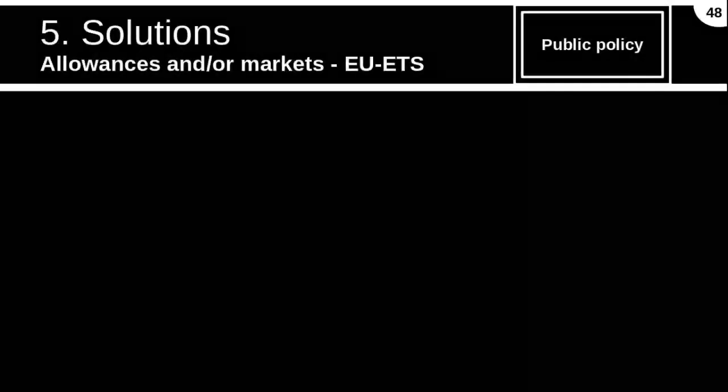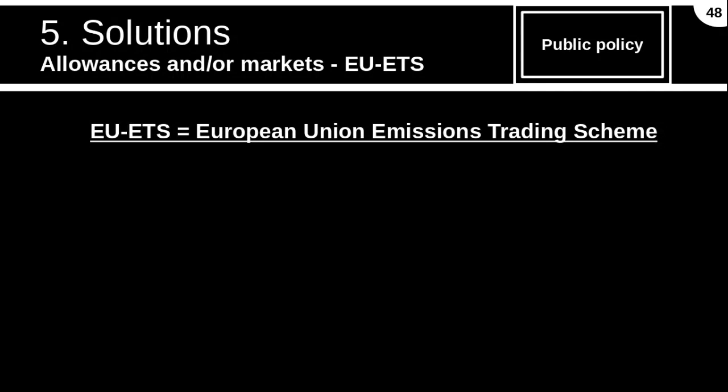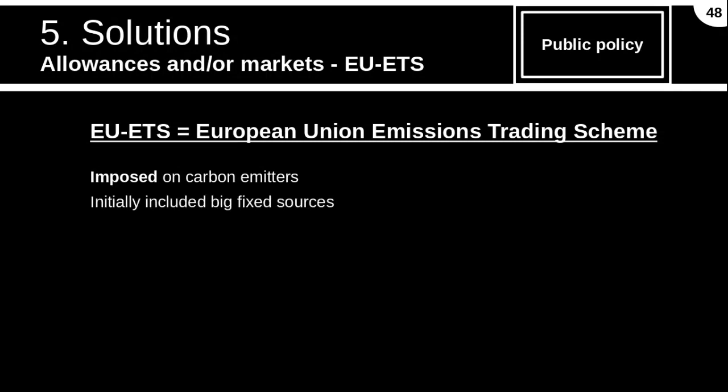The EU set up another system to control greenhouse gas emissions, an emissions trading scheme. This scheme is imposed on carbon emitters, initially including fixed sources over a given power, in brief, large emitters. Of course, aircrafts are not fixed sources. The scheme combines emission permits and markets.